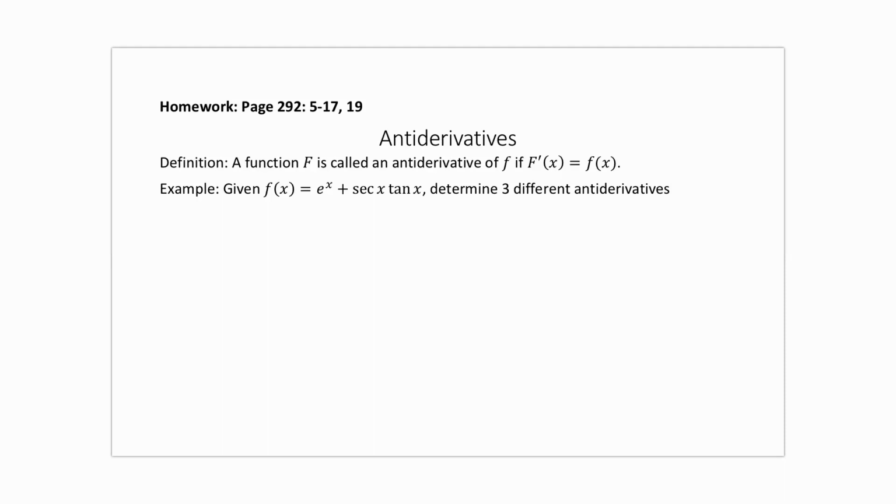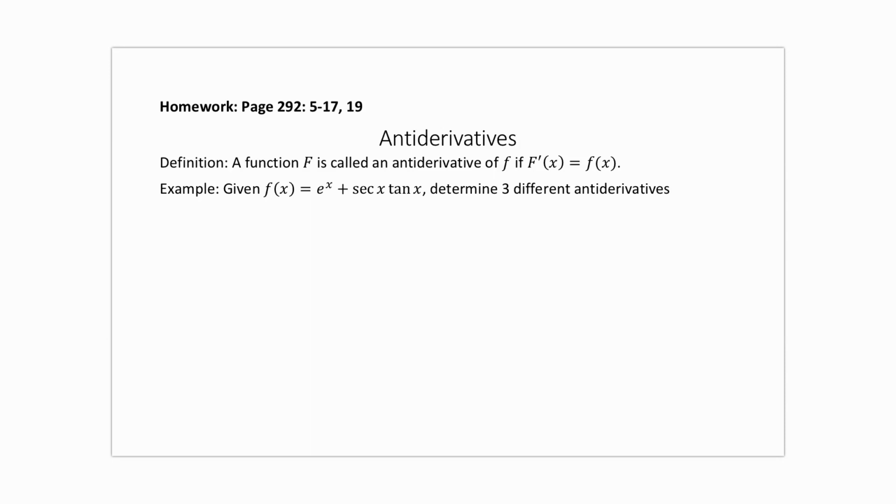Hello. In this video, we're going to talk about antiderivatives. The definition of an antiderivative is simply a function F if the derivative of F is our little f of x. You can think about antiderivatives as the opposite of a derivative. Normally we would find the derivative of f. In this case, we find the function capital F of x, where when we take the derivative of capital F of x, we get our little f of x.